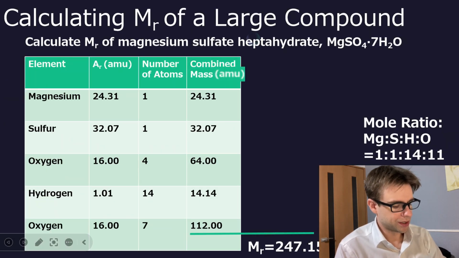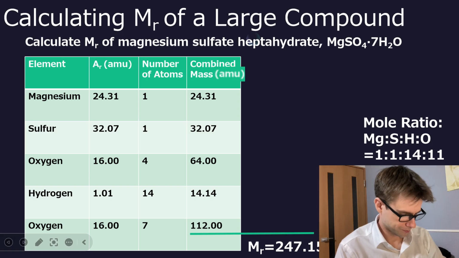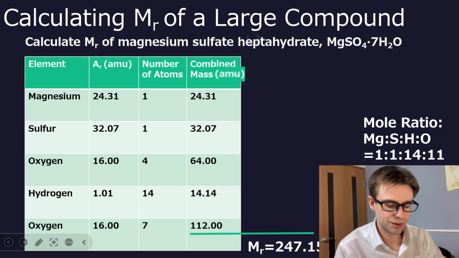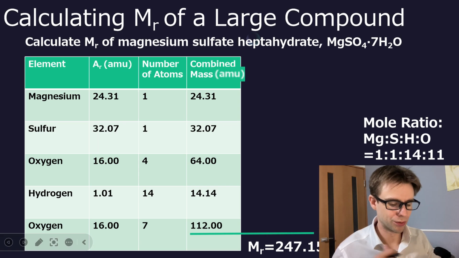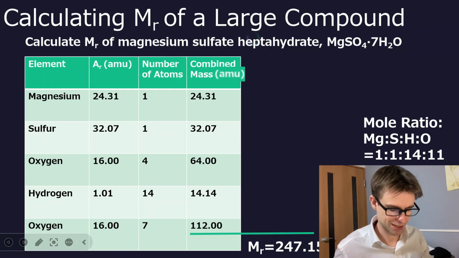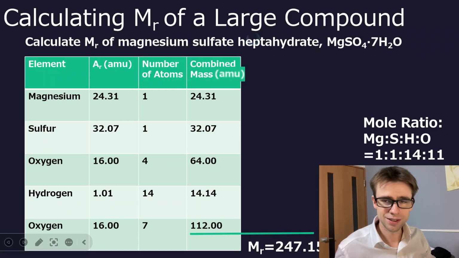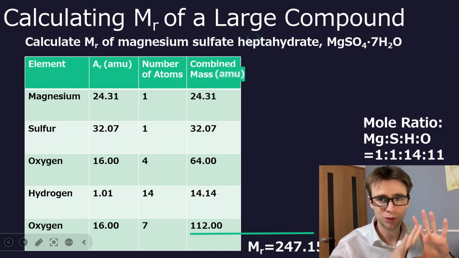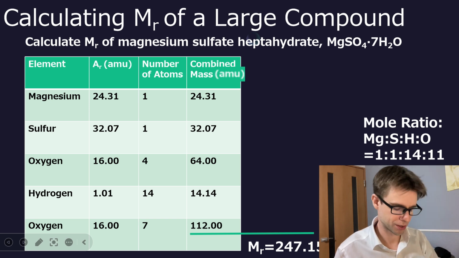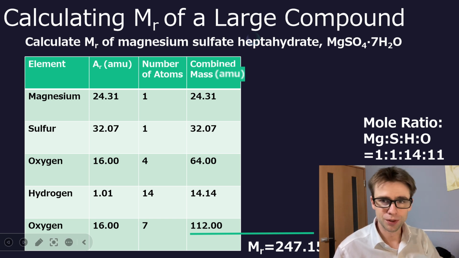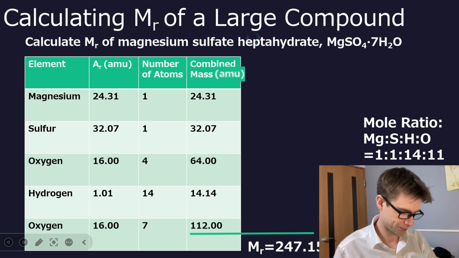Now, what if you want to calculate the relative molecular mass of a large compound? You need to just add up together everything that's in there. So here's a complicated example, magnesium sulfate heptahydrate. The whole formula of that is MgSO4·7H2O, and that 7 is multiplied by the whole H2O formula. It's kind of hard to follow if you've never seen that before, but this is fairly common in IB exams as well, so you should learn this notation of hydrate salts.